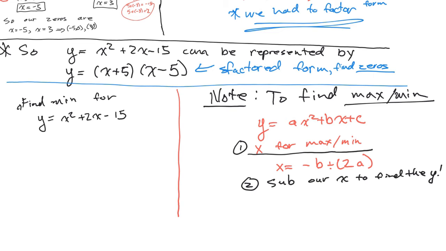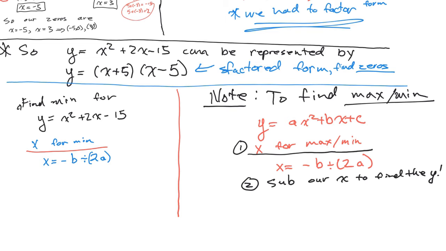So here's what we do. Plug that in, get your answer. Let's go for it. The first thing that we said we had to do was find our x for the max or min. So let's write that out. The x for the min is going to equal this. We start by writing our equation: x is equal to negative b divided by 2a.